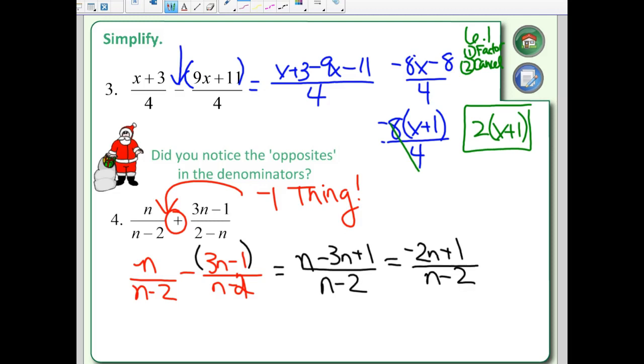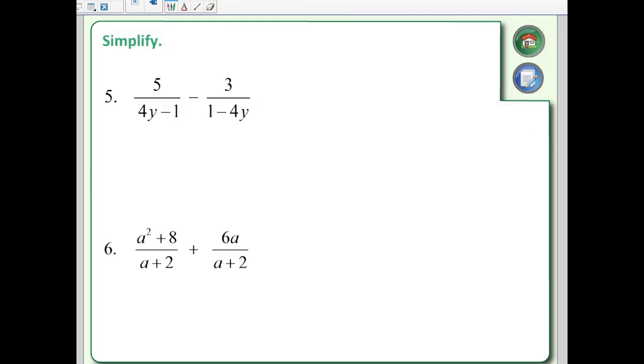So I really need to caution you to slow down. Realize if we're subtracting, like we are here, I've got to add the opposite. Don't forget to do that. All right. Now, let's look at number 5.